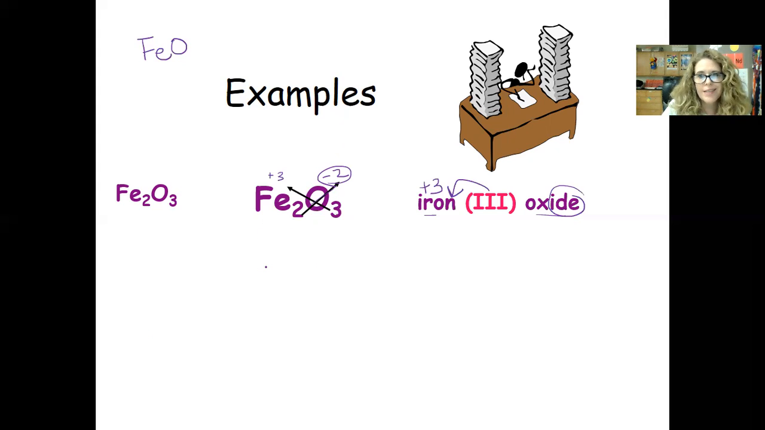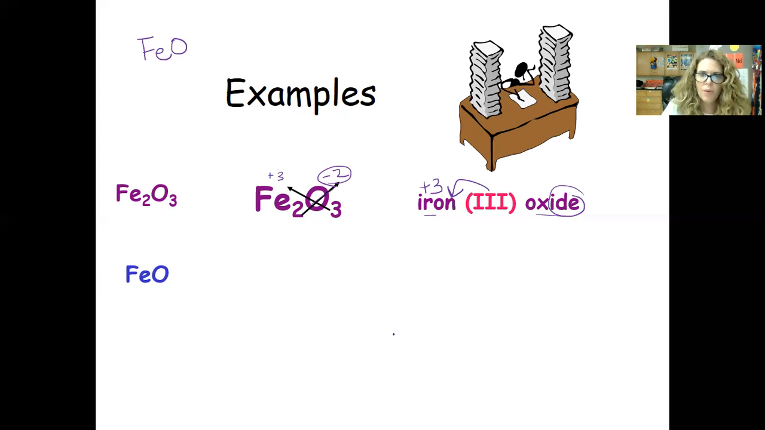Reverse crisscrossing works like 90% of the time. But if you know your charges, and you always are going to know the negative charge. Oxygen's always -2. It's not going to have another negative charge. You always have the negative charges on table E. So you'll have the negative charge. You just have to figure out the positive charge to get that Roman numeral.